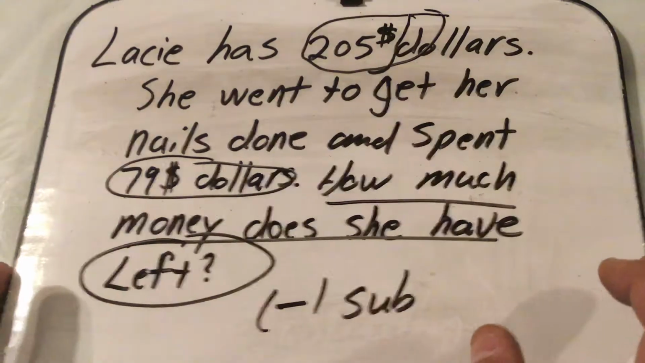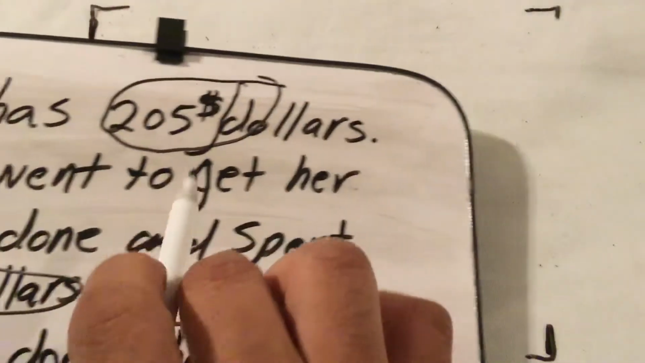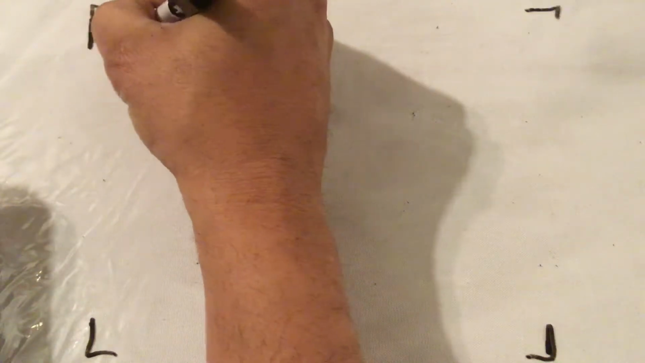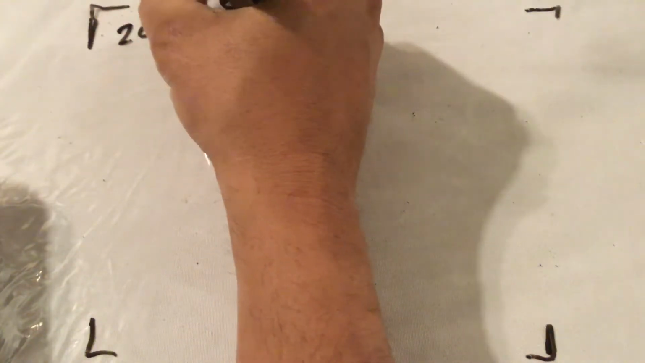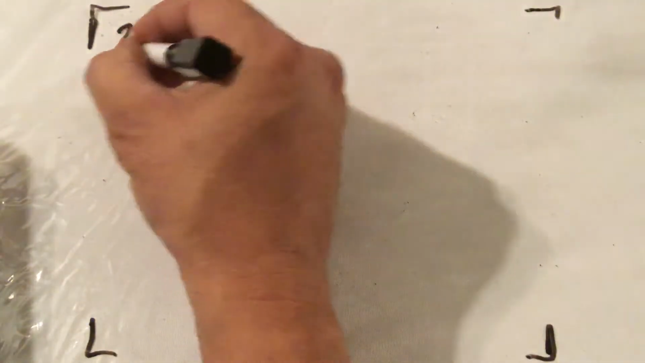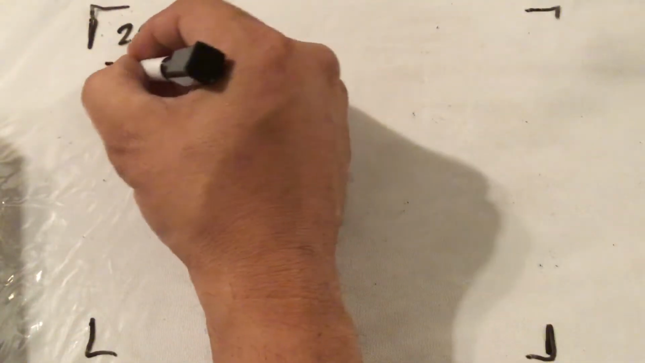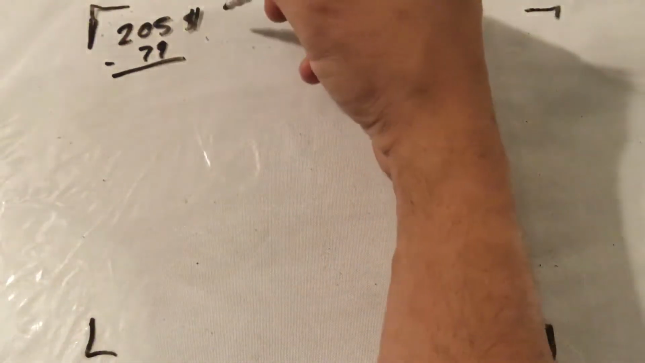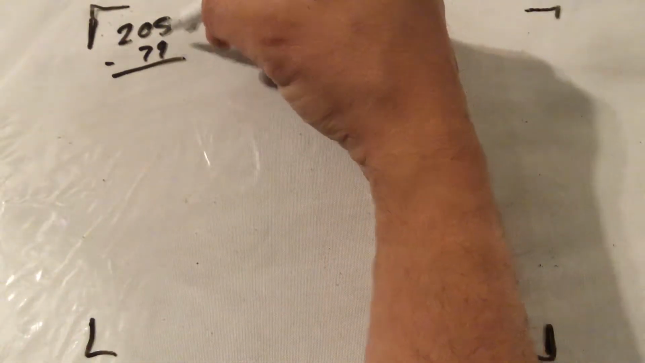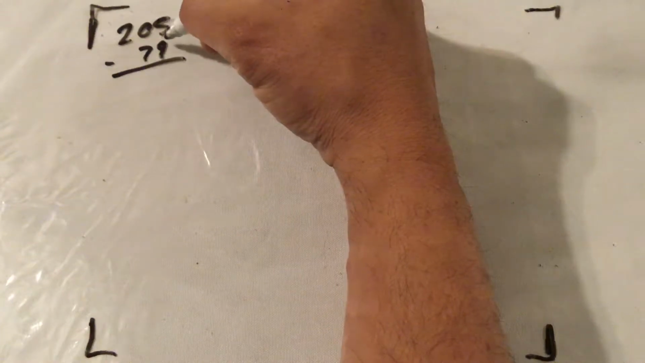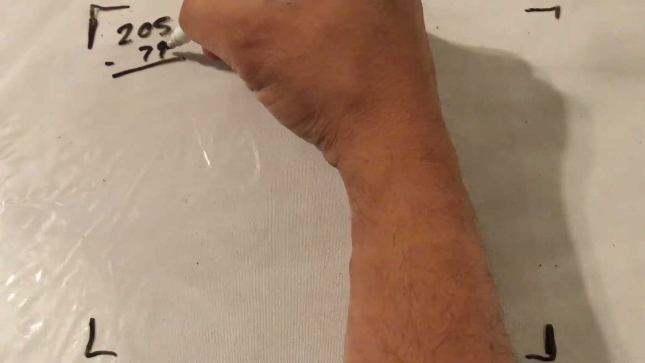Okay, so what we're going to do is go ahead and just write that down and go from there. So it starts with 205. Okay, so you know she has $205. Okay, so then it says she spent 79. Okay, now 5 subtracted by 9 doesn't work.